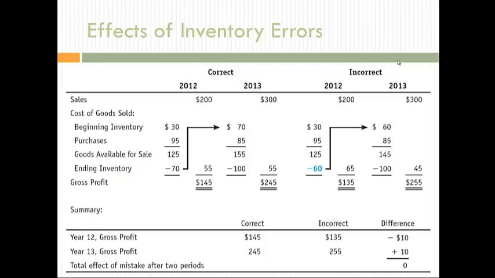Now if we keep using that incorrect number of 60 and carry it over to 2013, our gross profit in 2013 is 10 more than it should be. This means our gross profit in 2013 is overstated, which means more than it should be. So this example is shown to emphasize the importance of valuing inventory correctly. Mistakes can impact assets on the balance sheet as well as owner's equity.